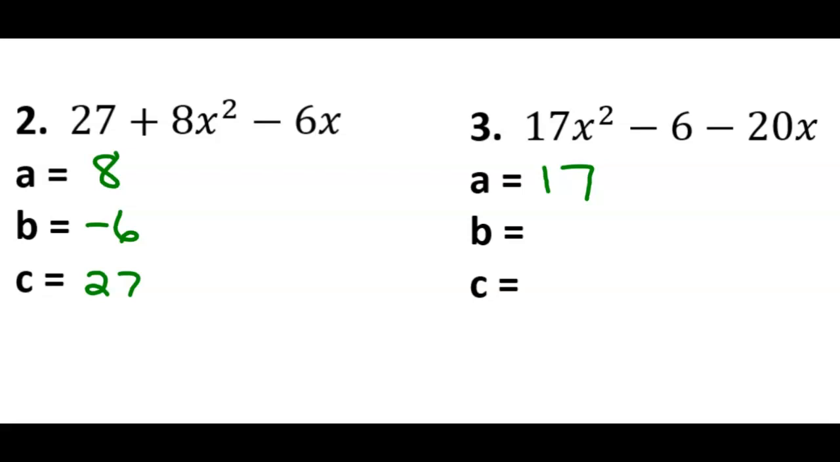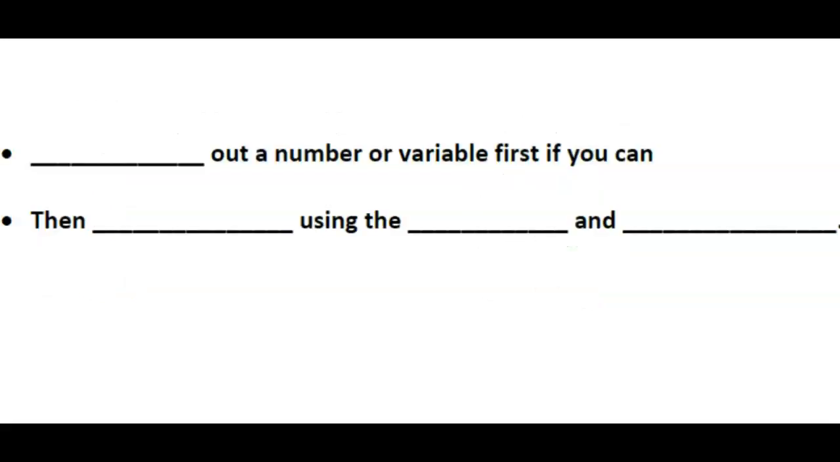And number 3, what's my B? No, you said negative 6 or negative 20? Negative 20. Why? Because it's with the X, right? All right, so my C is negative 6. Do you see that? Okay? So that's one thing that you might have to be careful with. I don't know that I have any of those on the worksheet, other than just doing that.